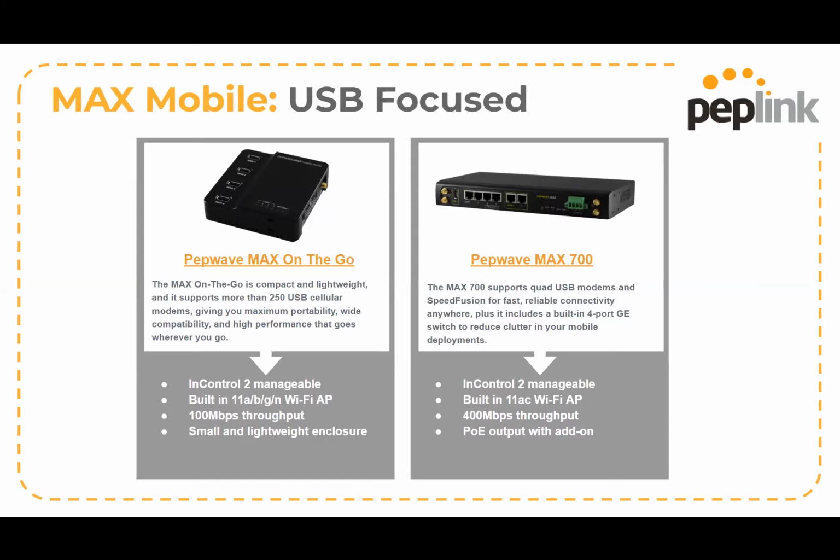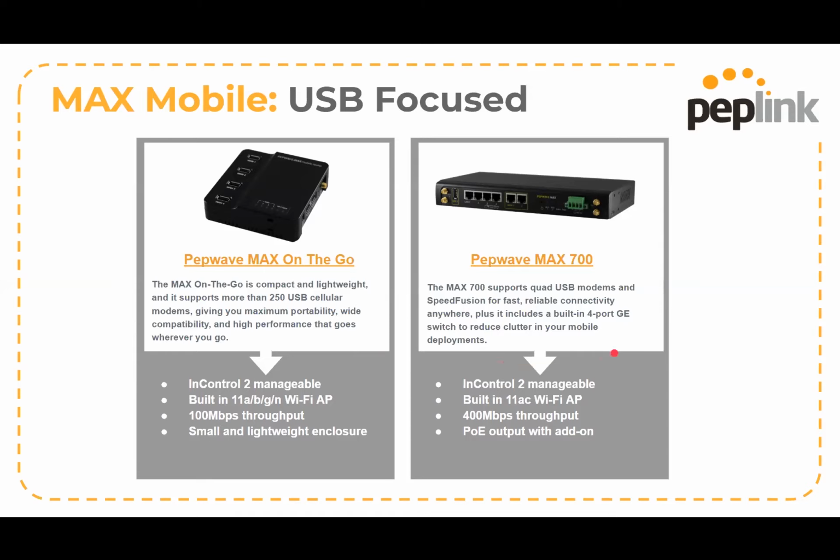If you still have access to those, or if you're in a country or region that for some reason has some kind of strict prohibitive licensing for 4G cellular routers to be imported into your country, these two devices are options. The Max On-The-Go is a very small device, roughly the size of an access point, and you could plug in between 1 to 4 USB finger-sized modems, and you can have all the SpeedFusion benefits. You can aggregate and bond it.